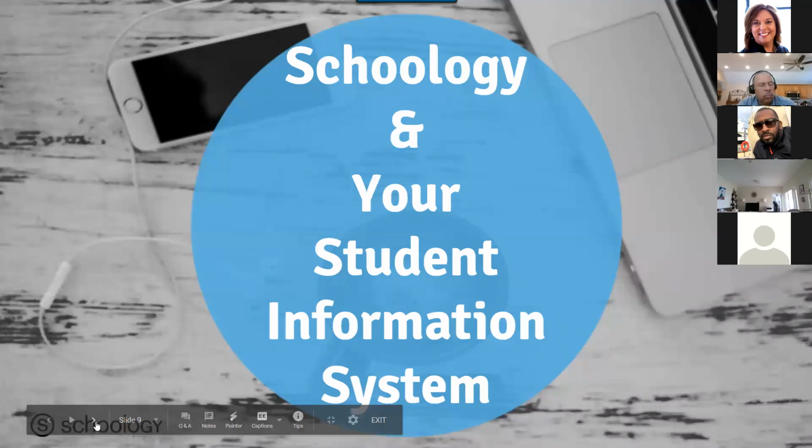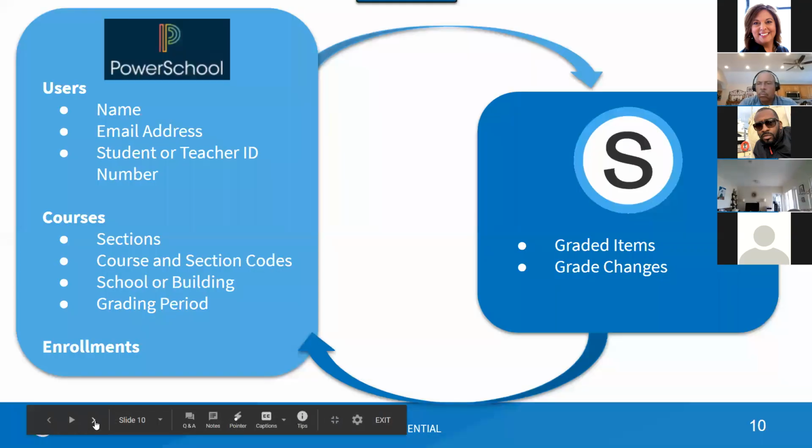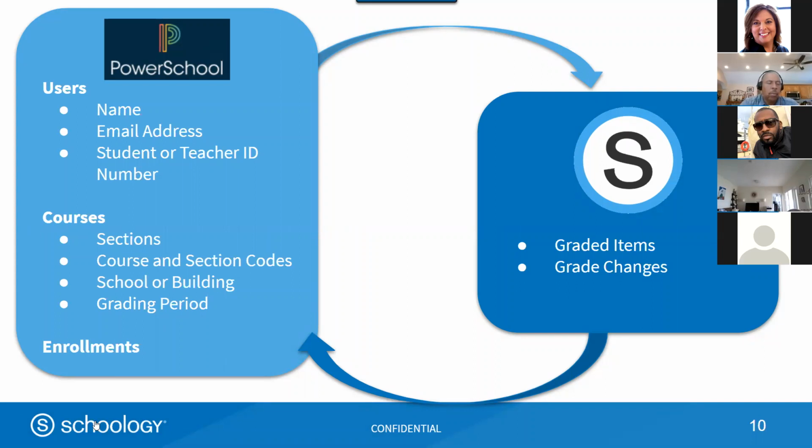I want to talk briefly about your student information system. Philip, I'm going to do this, and if there's anything you feel you need to add for clarity for the group, I'll turn it over to you after I do my brief overview. No problem. So your student information system is PowerSchool. That means somebody does all of the central scheduling in one location. They maintain those student names, the courses, the course codes, the section codes. It's where all that information is housed.